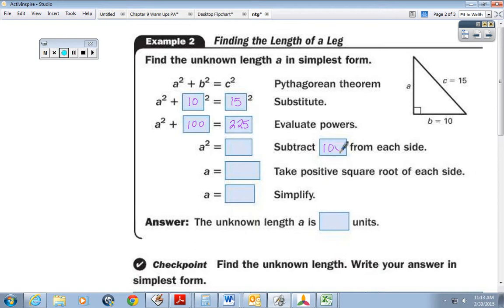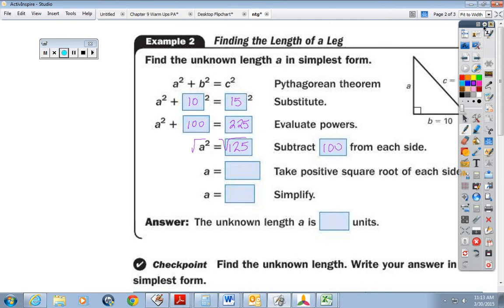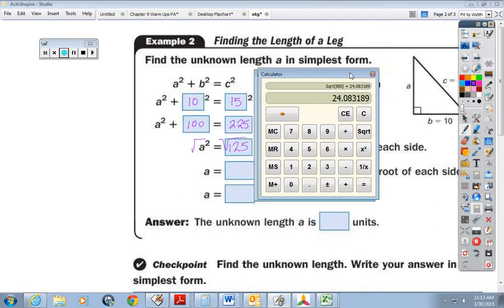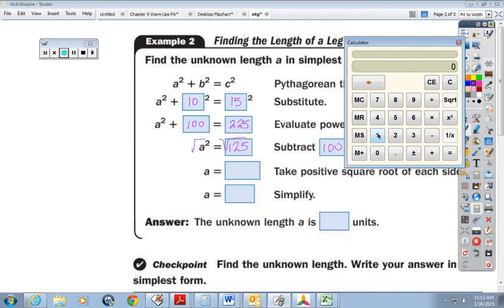Now am I done? No, because I have to take the square root. So on your calculator, you would find the square root of 125, which is 11.18. And I can write it as 11.18.